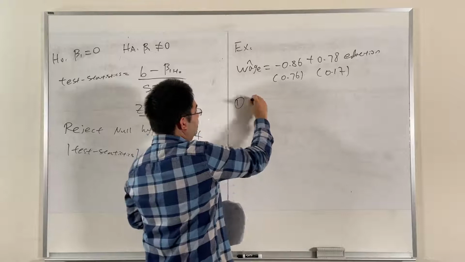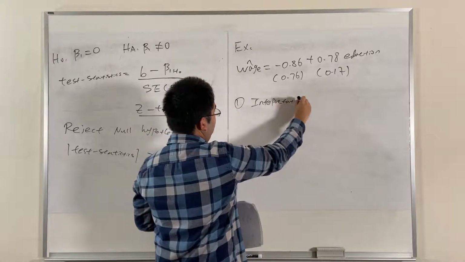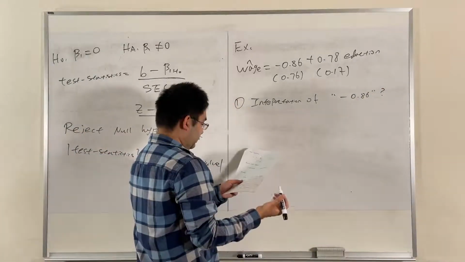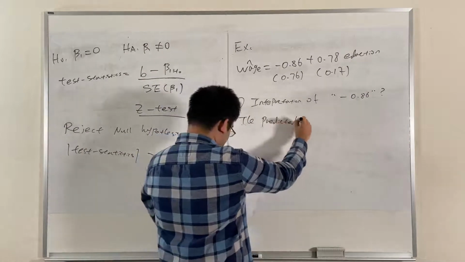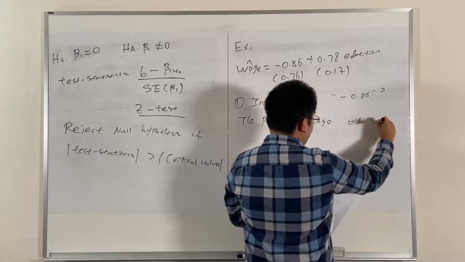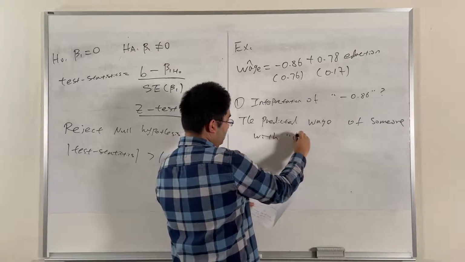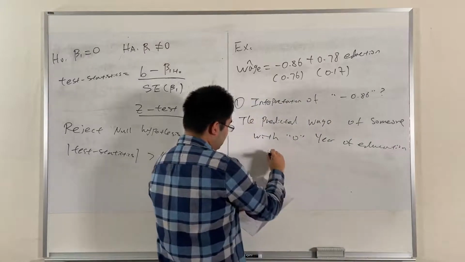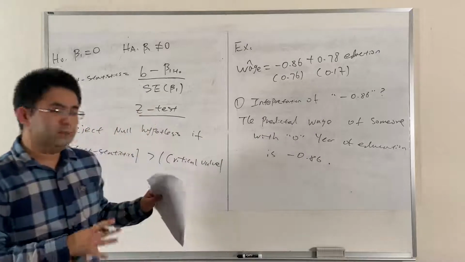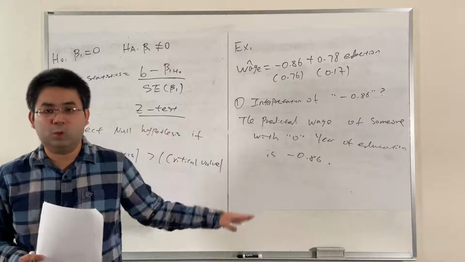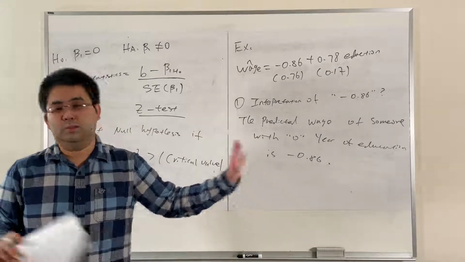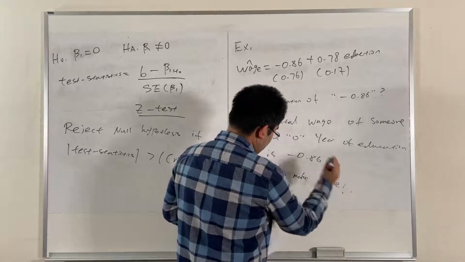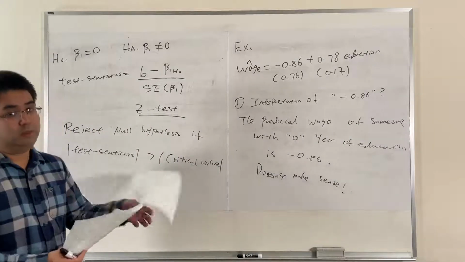So what is the interpretation of, say, the value minus 0.86? As we discussed before, this is the predicted wage of someone with 0 years of education, when X is 0. It's minus 0.86. But this value doesn't make sense, because even though you have no education, you go out to work, you get money. You're not going to pay someone to work. So this is a good example showing it's possible that the intercept does not make sense.